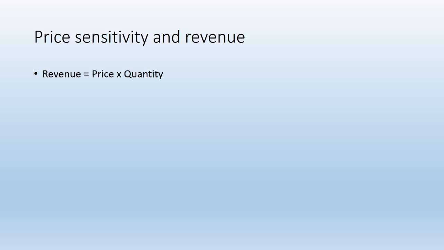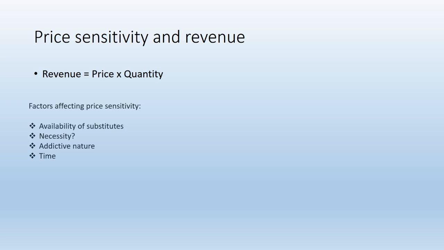In terms of revenue, you can link this concept to revenue. So revenue, just to recap from last year, unit 1, is price times quantity sold. It's income for a business. We've said that these are the factors that affect price sensitivity: the availability of substitutes, whether or not a product is a necessity, addictive nature, maybe it's a product like cigarettes or alcohol which are addictive, therefore people will pay whatever for them, and time.